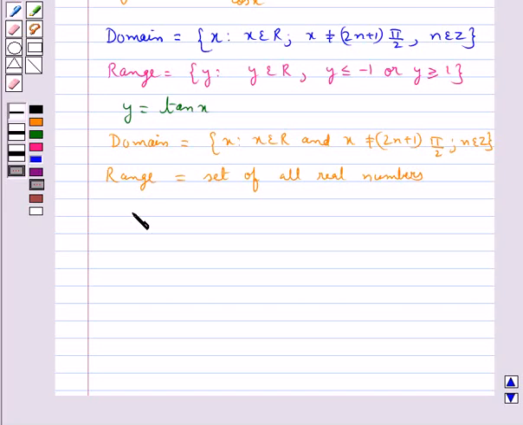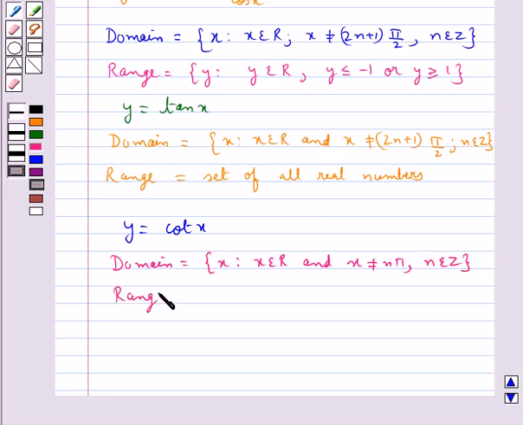The next trigonometric function is y equal to cot x. Domain for this function is given by the set x such that x belongs to R and x is not equal to n pi, where n belongs to Z, and range is the set of all real numbers.